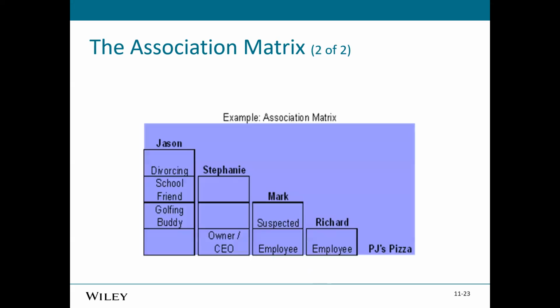So here's an example from the textbook that we had. Stephanie owns the pizza shop. She's divorcing Jason. She has 2 employees, Mark and Richard, and we see that Jason is divorcing Stephanie. Jason is school friends with Mark. Jason is golf buddies with Richard. Stephanie is the owner and CEO who employs Mark and Richard. Mark is our suspected person. So we can see all of that information in our association matrix.